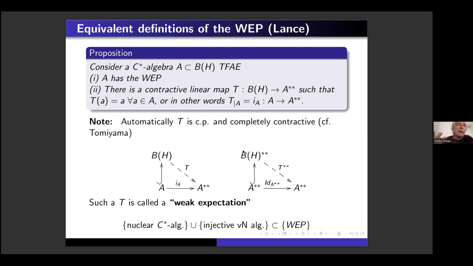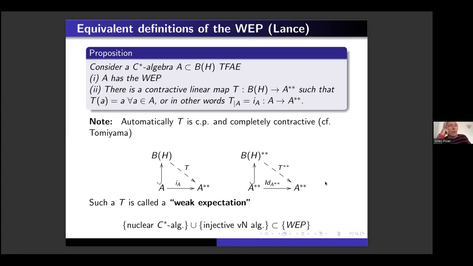I told you that the bidual has a universal extension property for maps into dual C-star algebras, in other words, von Neumann algebras. So I use this. This is the canonical extension of T, using weak star limits and so on. So that's a natural map. And this new map is a projection from the bidual of B of H to the bidual of A double star. So in fact, that can be phrased as a characterization of the weak expectation property.